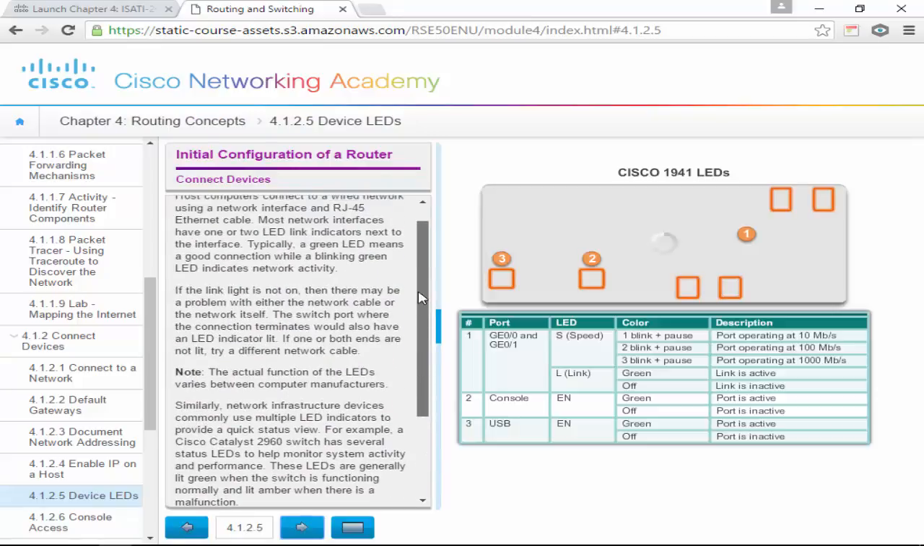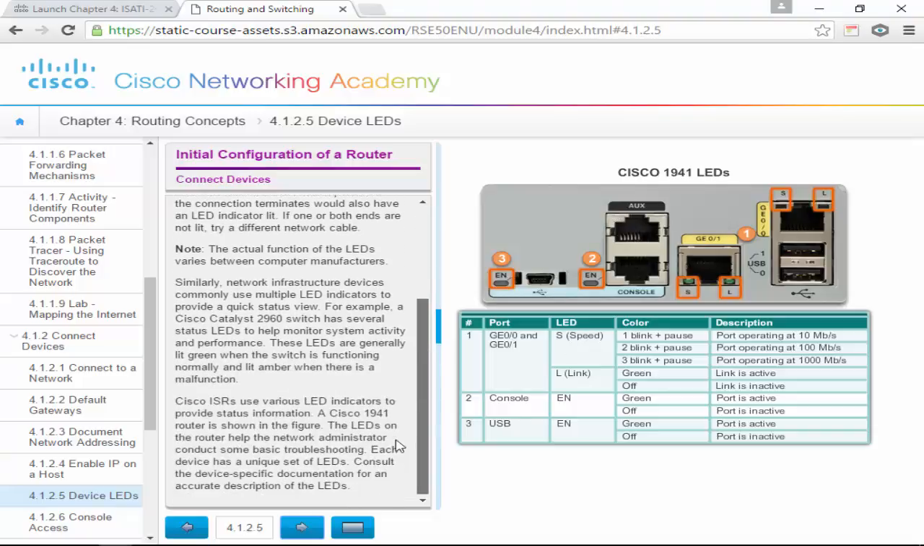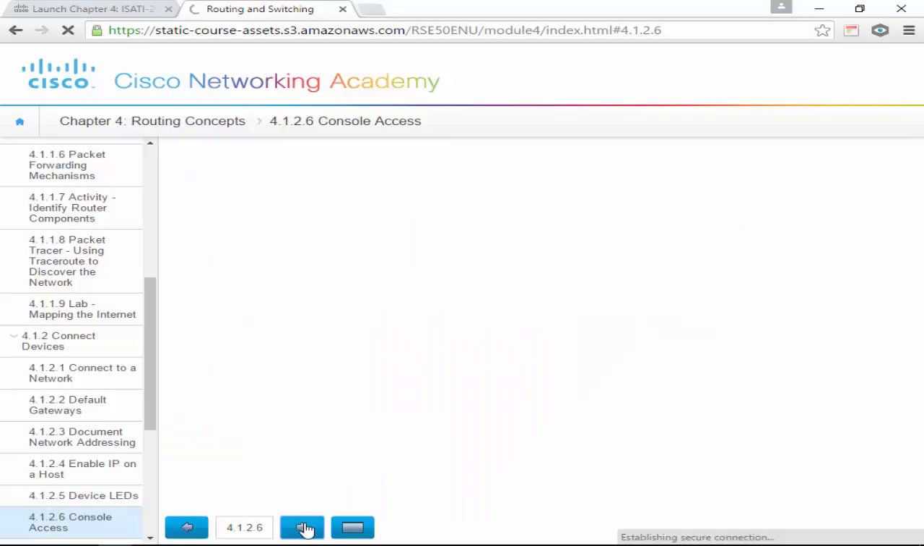So then, device LEDs. What do they mean? Well, you probably won't pay attention to them much, but hey, it's interesting stuff to know. Apparently, one blink plus a pause gives us 10 meg on this link, 2 blinks and a pause, 100 meg, 3 blinks and a pause means we're getting a gig. These greens over here tell us if we're consoled in, and on newer ones they have a blink on the auxiliary as well. So, anyways, take a look at that if that interests you.